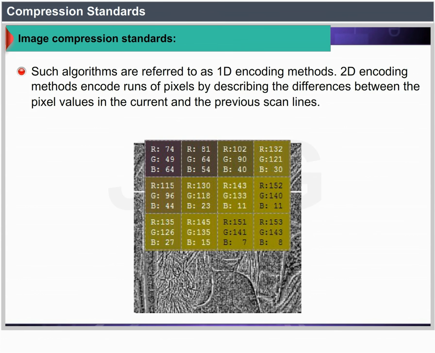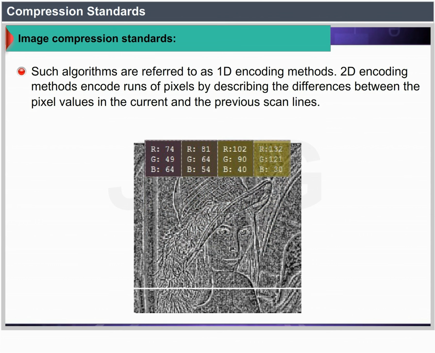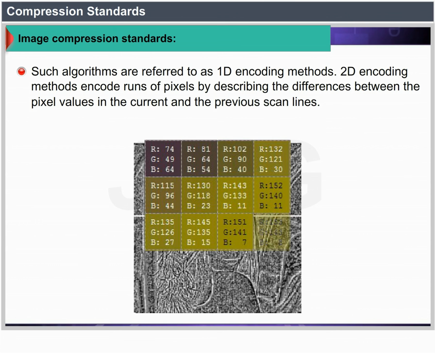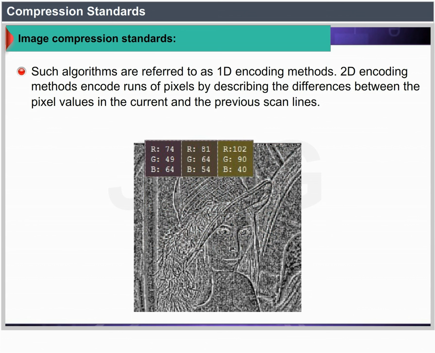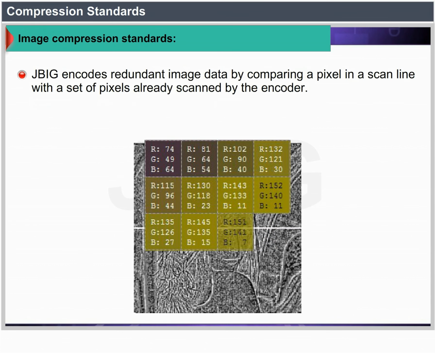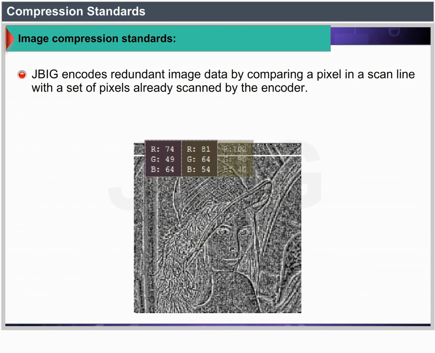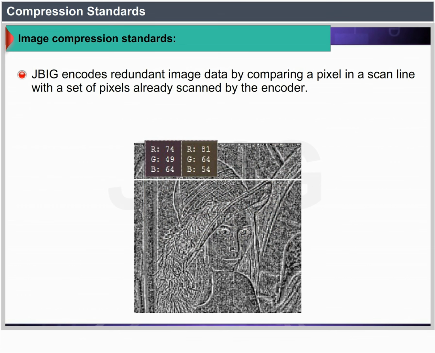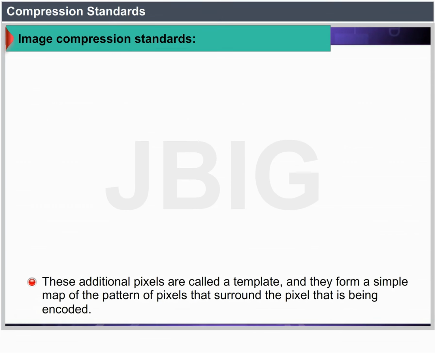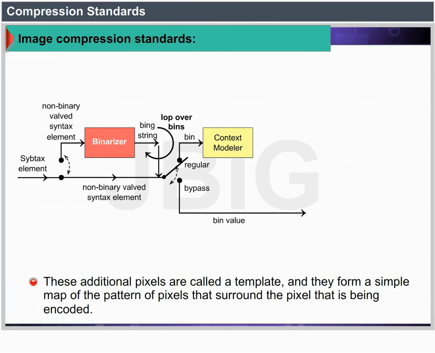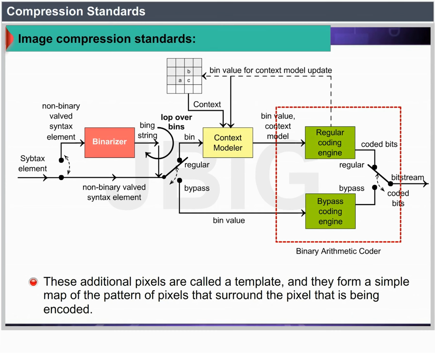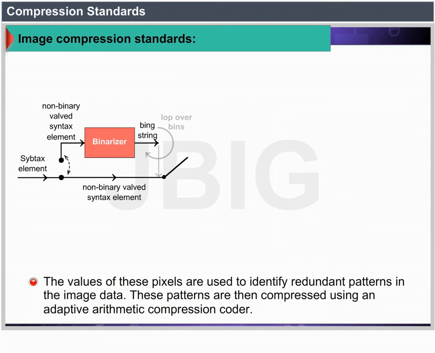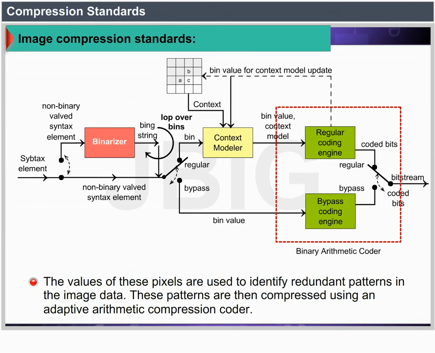2D encoding methods encode runs of pixels by describing the differences between the pixel values in the current and the previous scan lines. JBIG encodes redundant image data by comparing a pixel in a scan line with a set of pixels already scanned by the encoder. These additional pixels are called a template, and they form a single map of the pattern of pixels that surround the pixel that is being encoded. The values of these pixels are used to identify redundant patterns in the image data. These patterns are then compressed using an adaptive arithmetic compression coder.